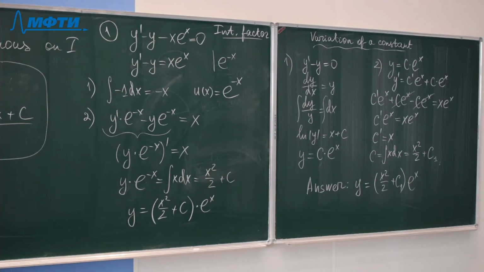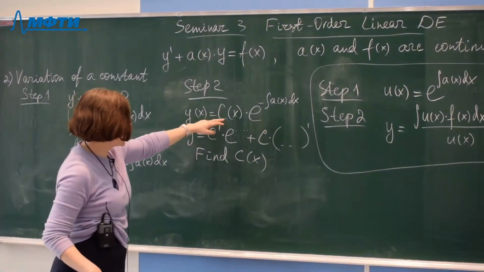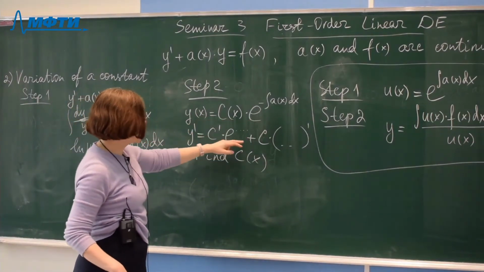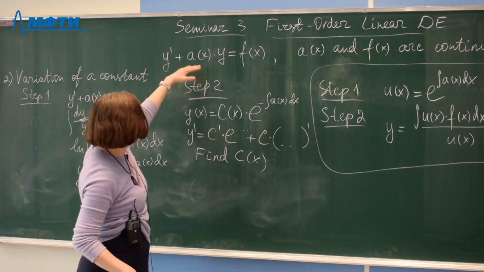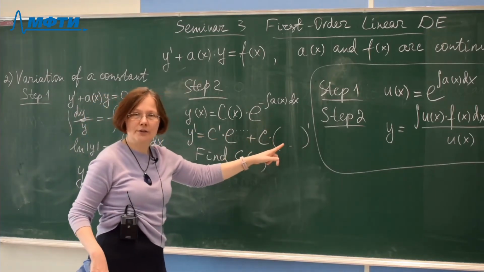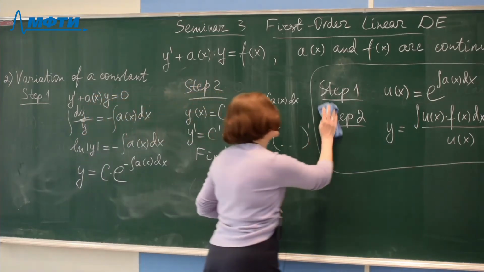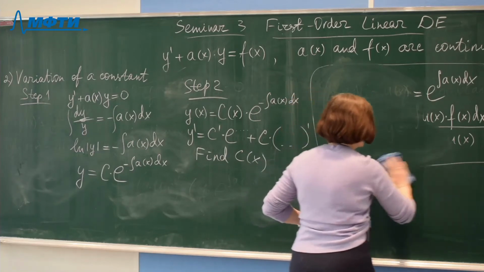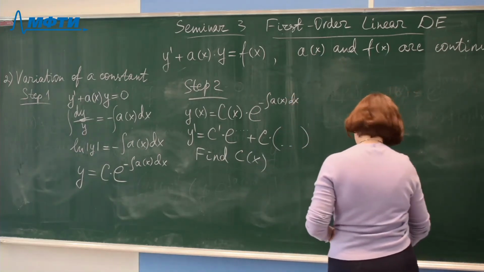It can be proved that, generally, if we represent y as the product, and if we differentiate it, and now if we substitute this into this equation, then this term will be cancelled out. It can be proved, of course, like in method number 1. So I can show you why it works.